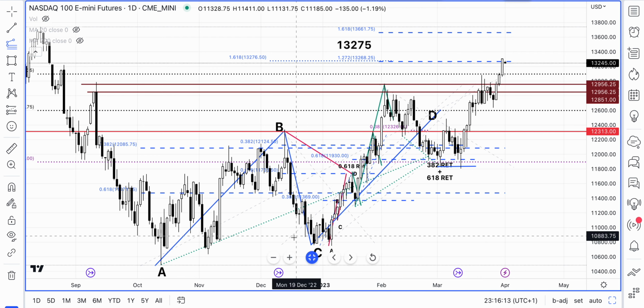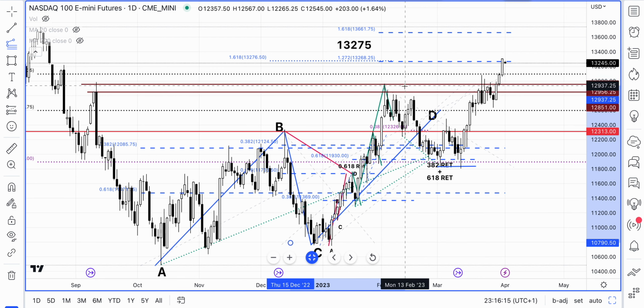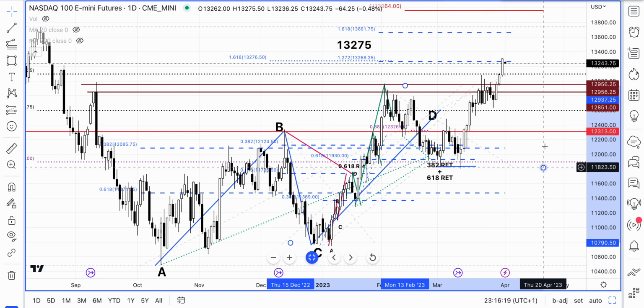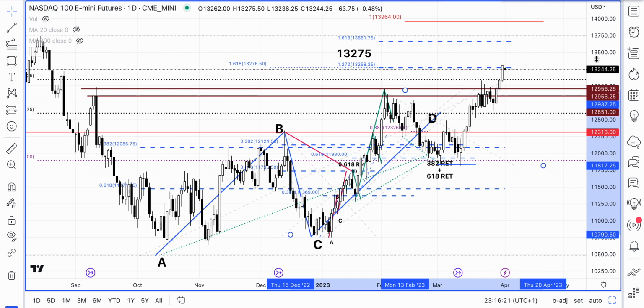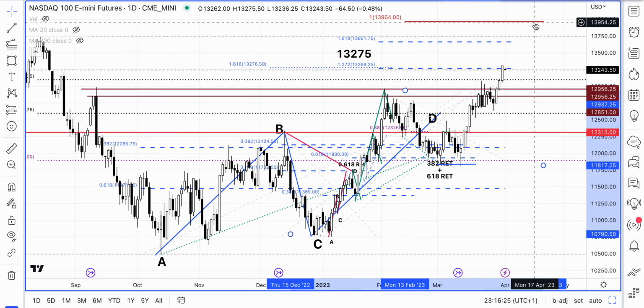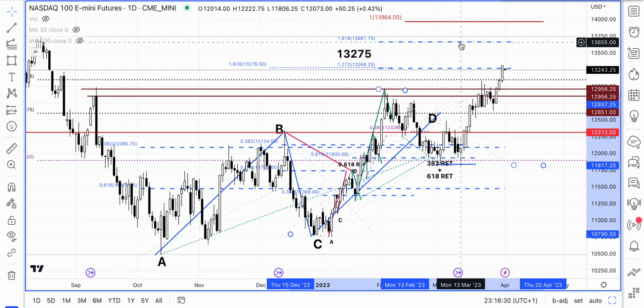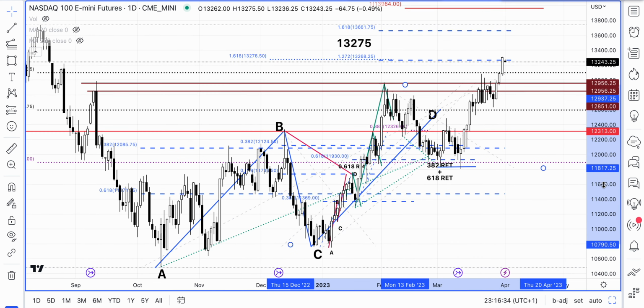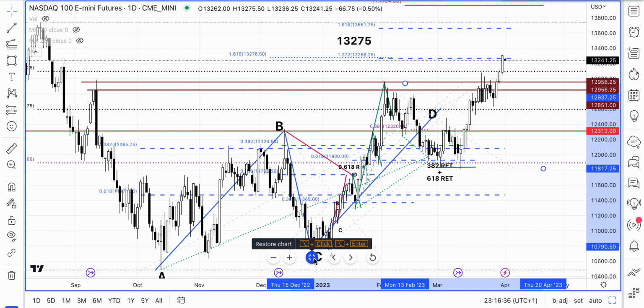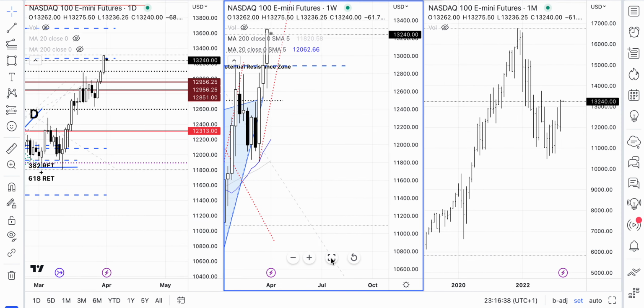Just from an ABCD perspective, if we take this as A leg, B leg, and the C leg, this ABCD could actually see us move higher to around 13,960. But you know where we are at the moment, we're just going to watch this level and possibly 13,660, and based on this we'll make future projections based on the price action.